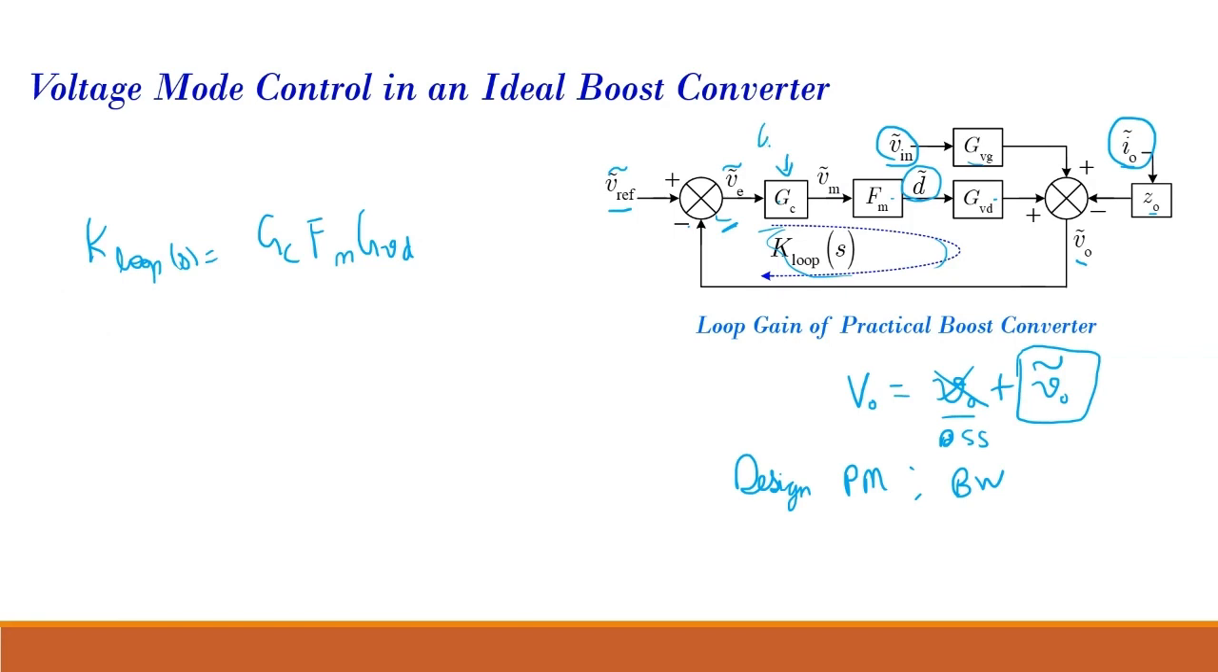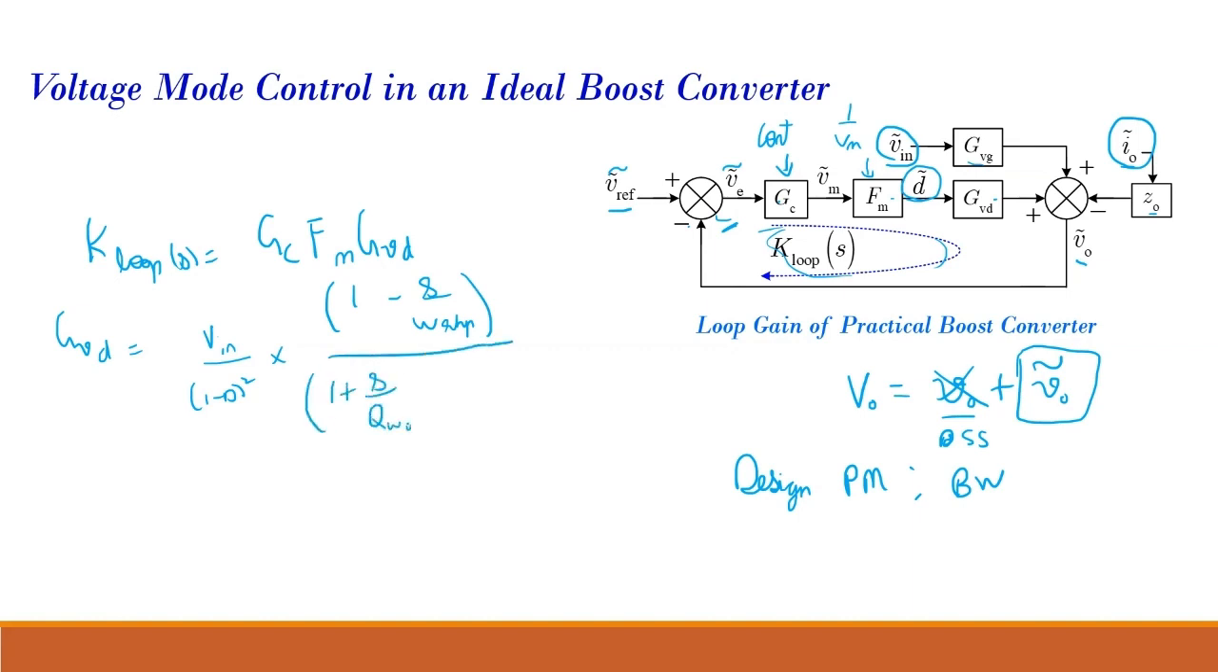Gc is my controller. This is my modulating gain, which is 1 upon Vm. And this is my Gvd. So Gvd for a boost converter is given by Vin upon (1 minus D) square into (1 minus s upon omega RHP), this is my RHP zero, divided by 1 plus s upon Q omega naught plus s square upon omega naught square. This is my Gvd. Also, we have Fm equal to 1 upon Vm.